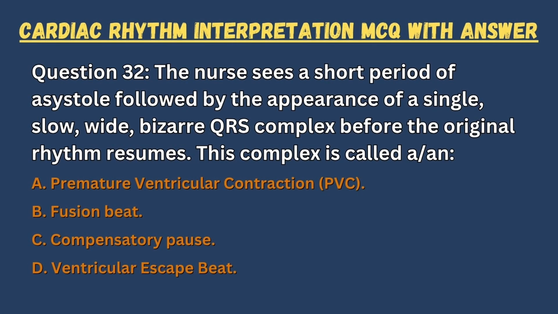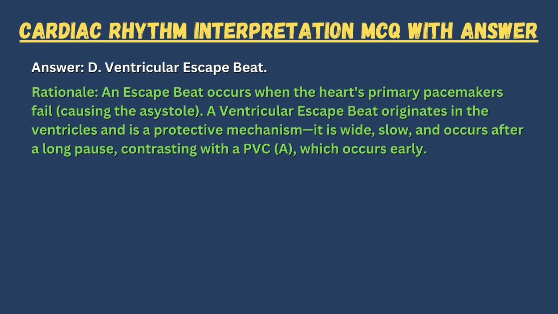Question 32. The nurse sees a short period of asystole followed by the appearance of a single, slow, wide, bizarre QRS complex before the original rhythm resumes. This complex is called A. Premature ventricular contraction PVC. B. Fusion beat. C. Compensatory pause. D. Ventricular escape beat. Answer. D. Ventricular escape beat.